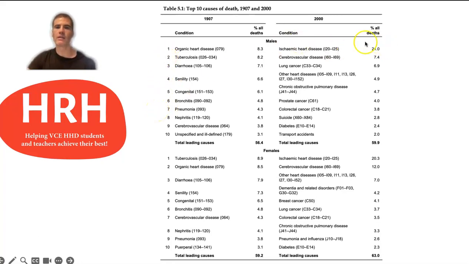Whereas if you look over here in the year 2000, there are a lot more of these lifestyle associated diseases. So ischemic heart disease, cerebrovascular disease, which are examples of cardiovascular disease, lung cancer, looking down further, some other types of cancer, diabetes, and it's very similar for females. So some of those changes that I was talking about before are reflected in this data here.